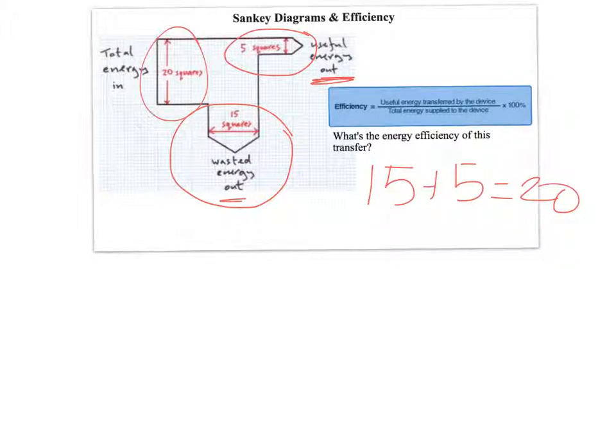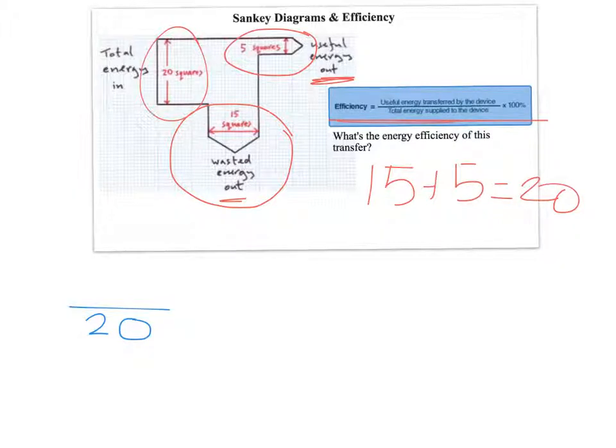The energy isn't destroyed, it's simply transferred from one form to another, and the key thing is that it's an accounting exercise. The waste and the useful have to add up to the total that you put in. Now, if we use this as a good example of how to do one of these efficiency calculations, we can use the formula which is up here. So what's the total that goes into the system? That's the total energy supplied to the device. Well, that's represented as 20 units.